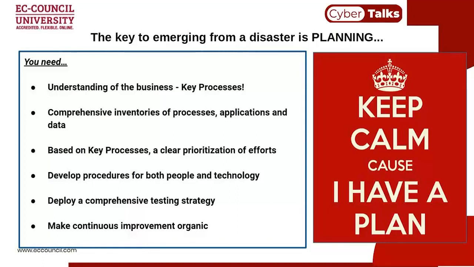Third, based on those key processes, you need to establish a clear prioritization of efforts. In other words, when a disaster happens, you only have so many people and so much time. So you better know what your people should be doing when a disaster happens. What key processes should they be focused on? What are the processes they don't need to focus on? What can happen on day 2, 3, 4?